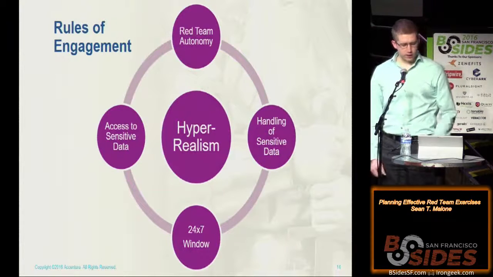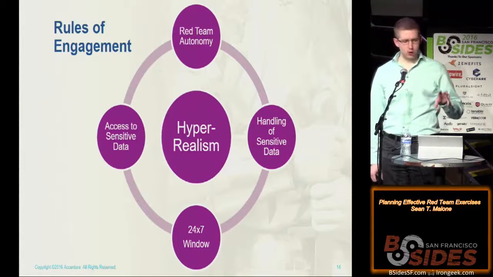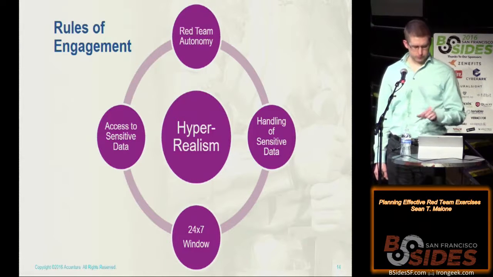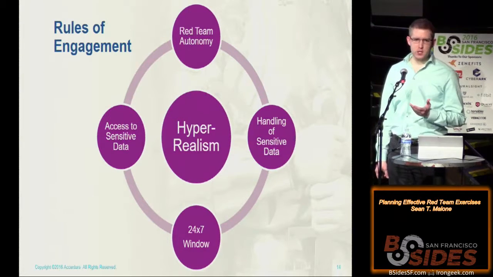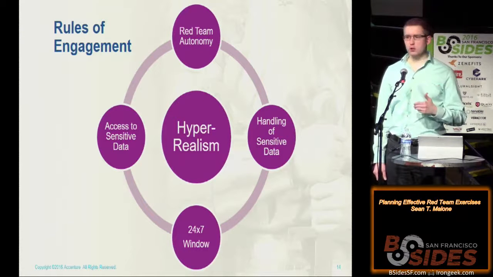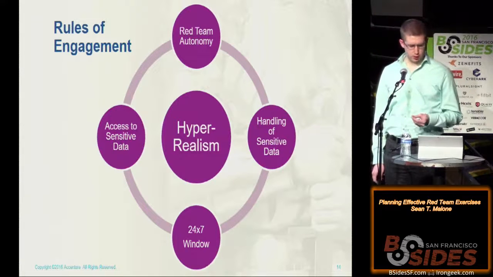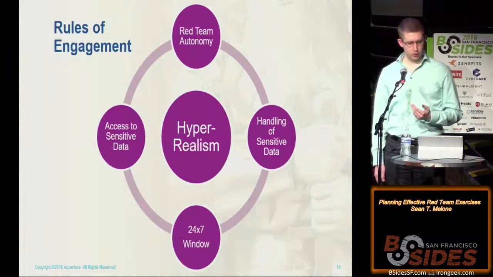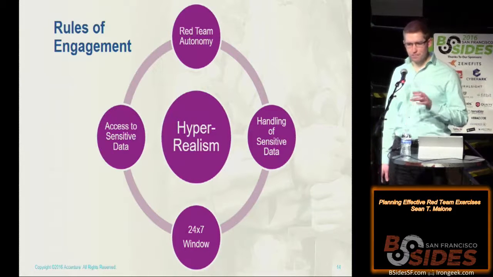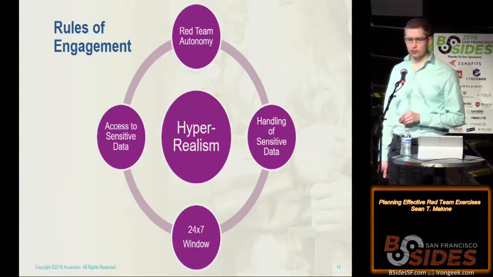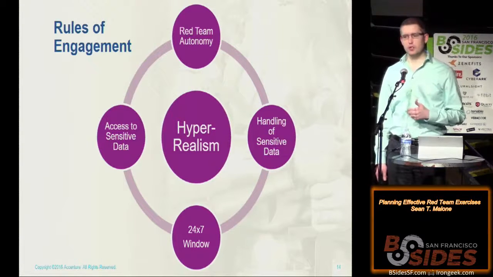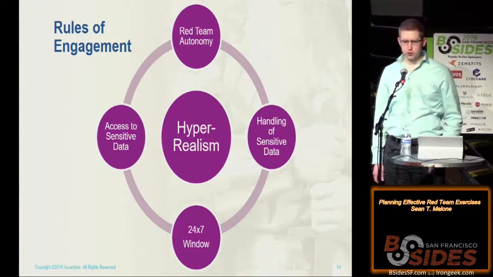Rules of engagement. Four key principles here, all of which go back to the hyperrealism. First, the red team autonomy. We need to allow the red team the agility to operate in this manner, as we've been discussing here. This includes things like having this 24/7 window, understanding that they will have access to sensitive data, but making sure that the proper protocols are in place as to how they're going to handle the sensitive data when they gain access.